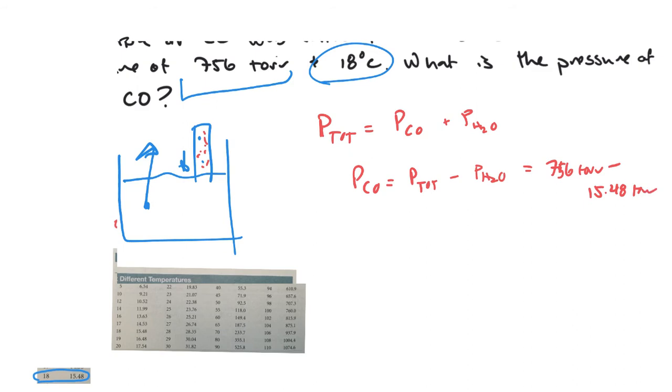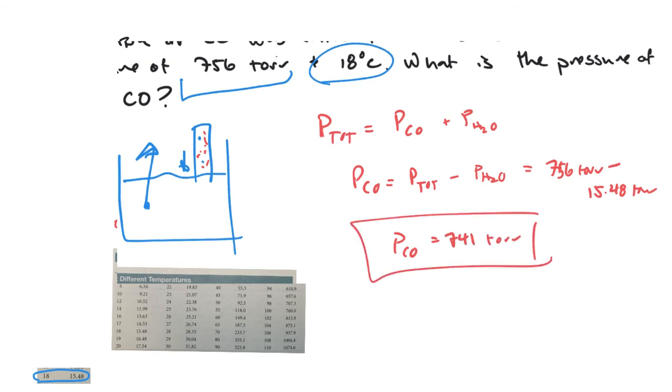So the pressure of the CO is 756 minus 15, which is 741, because I can do math. So 741 torr is the partial pressure of the CO. That's just something to keep in mind whenever you collect a gas over a liquid: you have to account for what's present of the vapor phase, the vapor pressure, in the container.